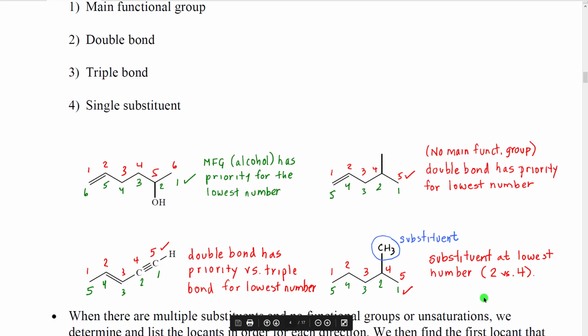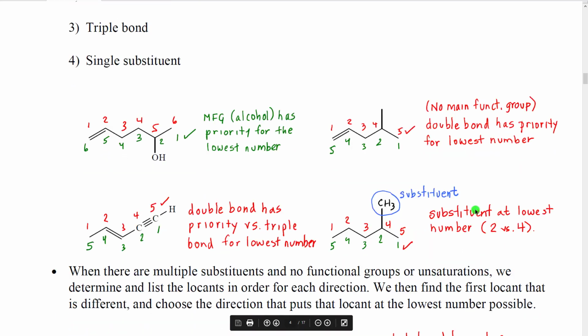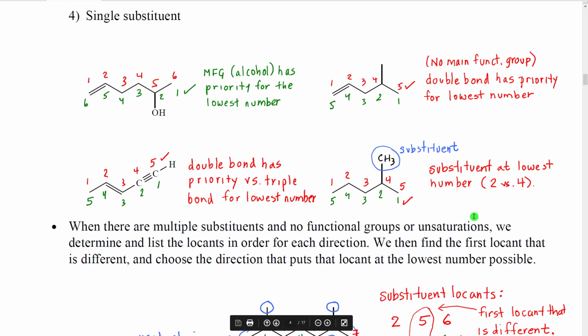Finally then, I have an example where I just have a single substituent. In that case, again, we have the red numbering system, the green numbering system. The red numbering system would put the substituent at carbon 4. The green numbering would put it at 2. Since 2 is lower than 4, we would choose the green numbering system. So you can see, you have to work it out, but the rules are fairly straightforward and they're very systematic.